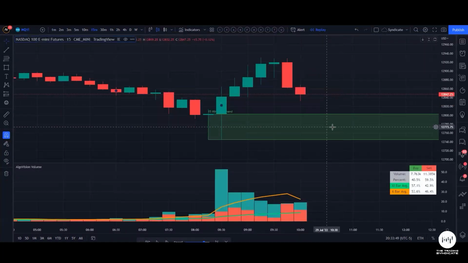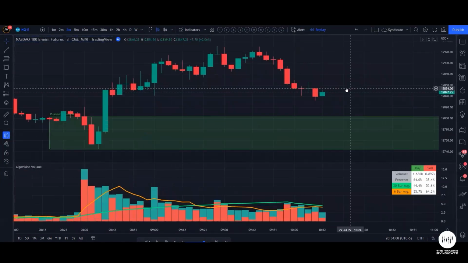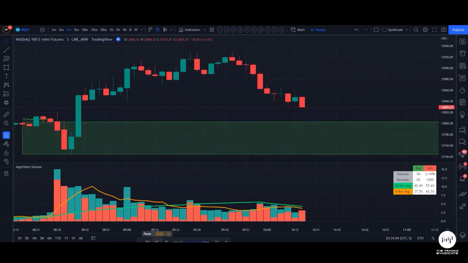Okay, here is a 15-minute demand zone. Let's scale down in time frames and watch volume as the retracement to this level occurs. If we go down to the 3-minute time frame, let's watch as volume moves as we approach this zone.